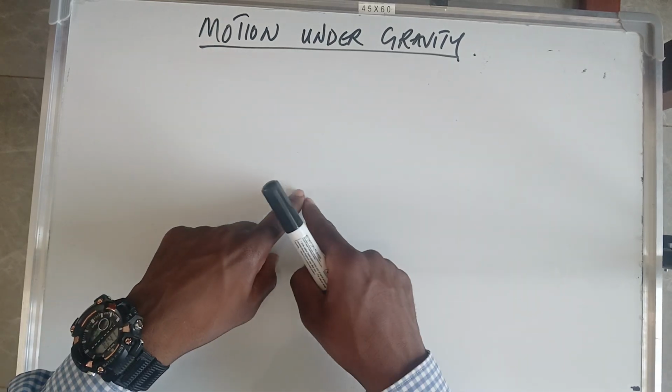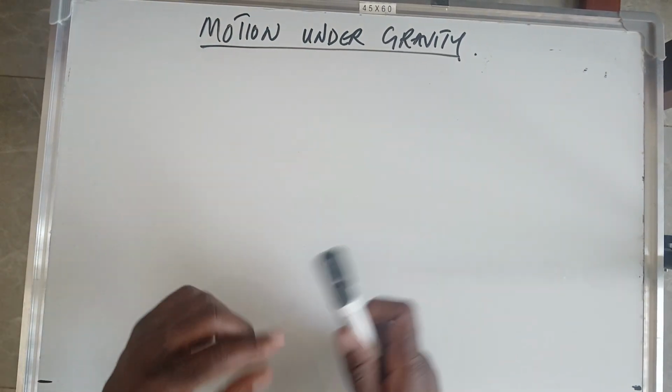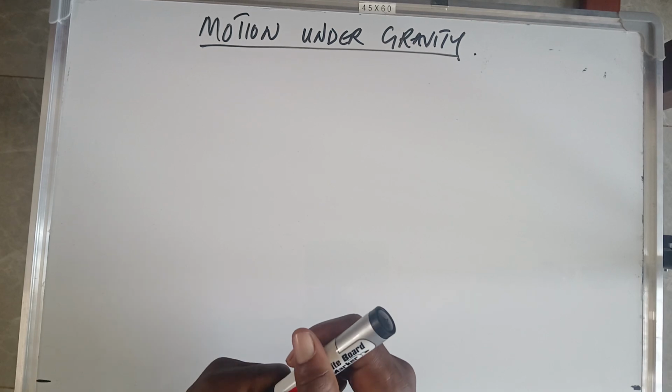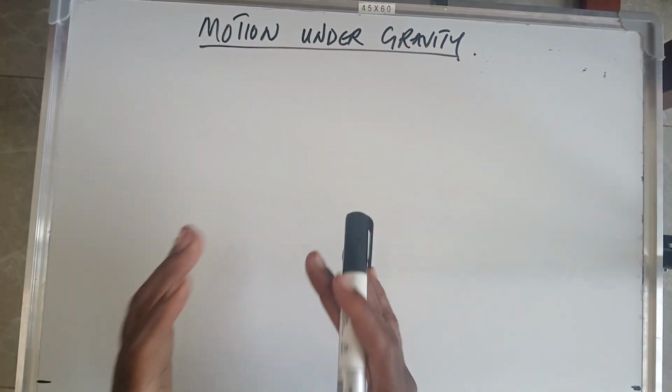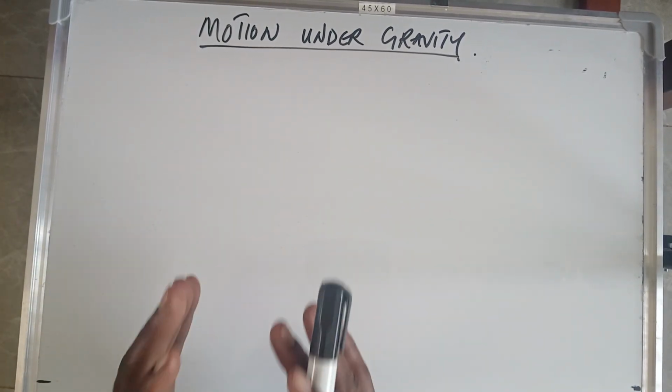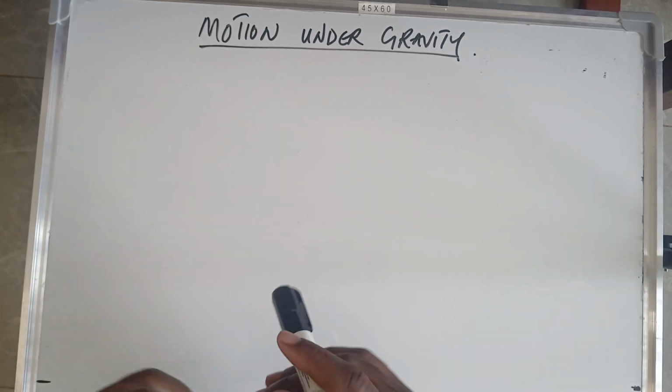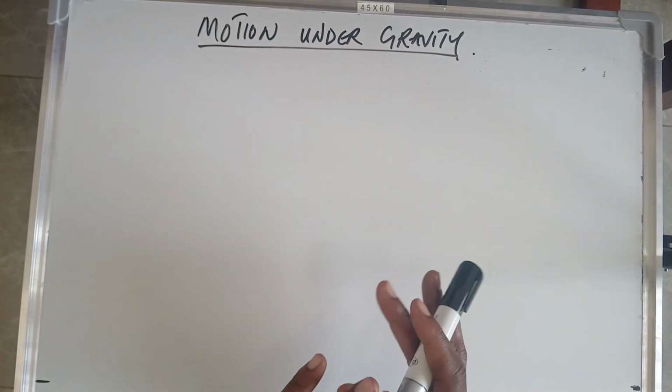The other one we were talking about was horizontal motion. So, the equations remain the same. That's the first thing that you need to know. The equations remain the same, and only a few things change.